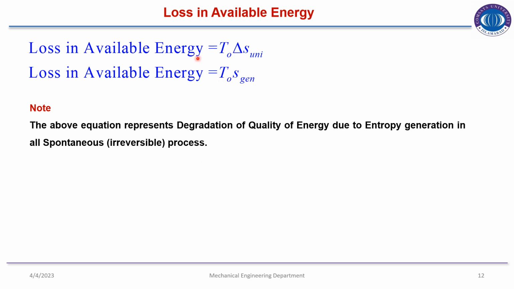First of all, you must remember what a spontaneous process is. A spontaneous process is a process that occurs on its own, and it is an irreversible process. So for an irreversible process, there is always an entropy generation. Whenever there is an entropy generation term, there is always a degradation of quality of energy. So both of the above relations represent that the quality of energy has been degraded due to entropy generation, because that is a spontaneous or irreversible process.